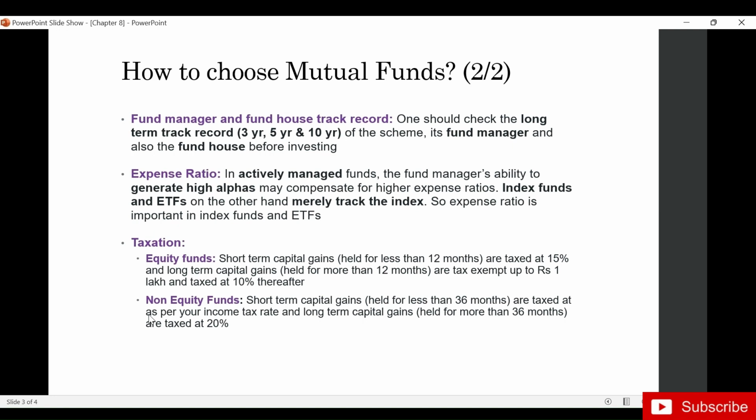Now we will talk about taxation in case of non-equity funds. For non-equity funds, your short-term capital gains, for investments that you hold for less than 36 months, are taxed as per your income tax rate. And your long-term capital gains, for investments that you hold for more than 36 months, are taxed at 20%. So I hope the taxation for equity funds and non-equity funds is clear.